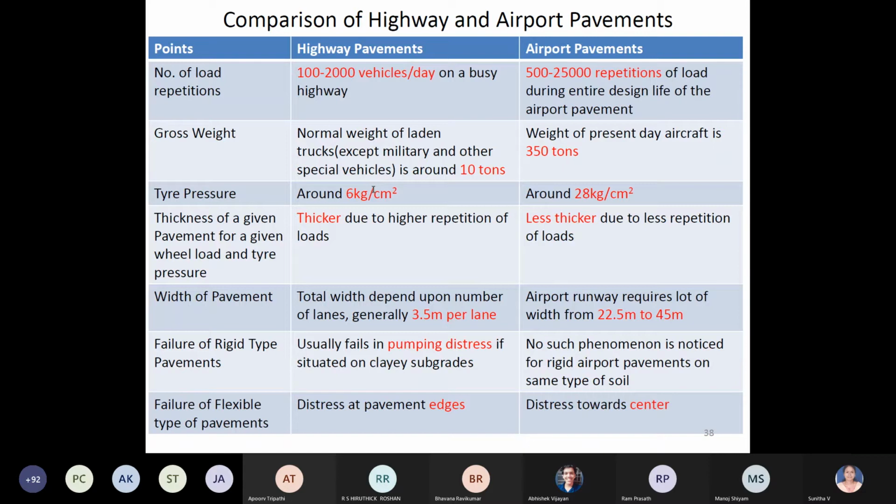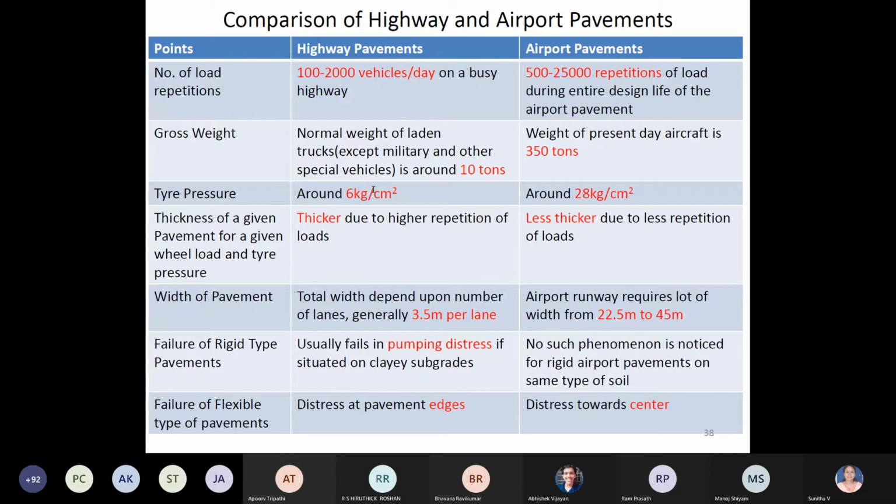Now it is more than 5000 vehicles per day. It's a busy highway, right? But the number of aircraft landing and taking off is less compared to the number of vehicles. So for an airport, it is 500 to 25,000 repetitions of load during the entire design life of the pavement. Maybe a higher number now, but anyway it is lesser than for a highway.